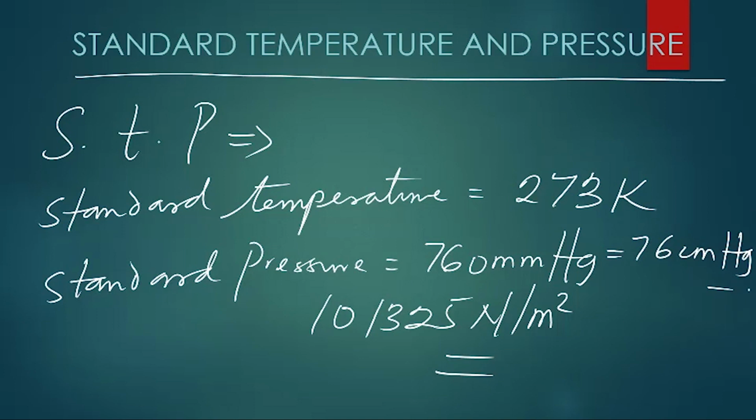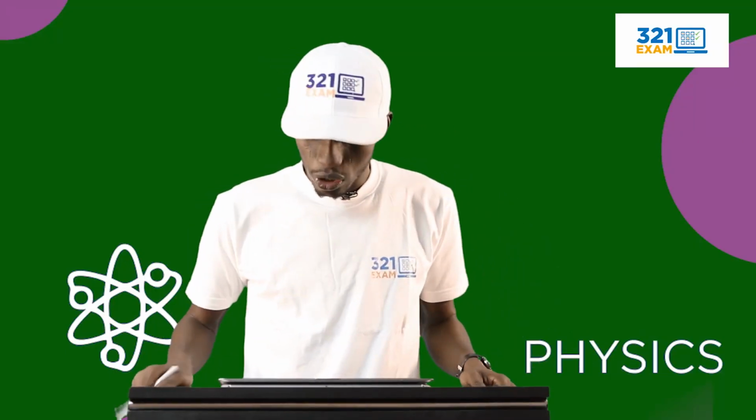And this 101,325 Newton per meter square can also be expressed in standard form as 1.013 times 10 raised to the power of 5 Newton per meter square. So these are the standard temperature and pressure. Standard temperature is 273 Kelvin, and that is why for every degree Celsius you are given under this aspect of physics, you have to convert to Kelvin by addition of 273.